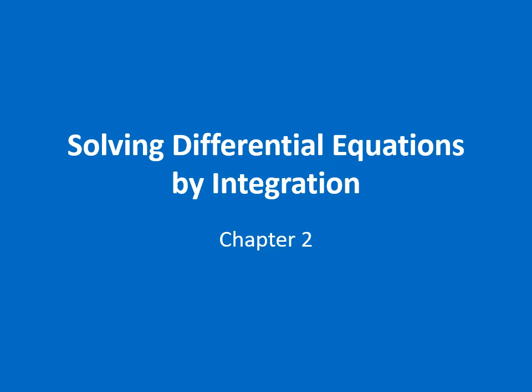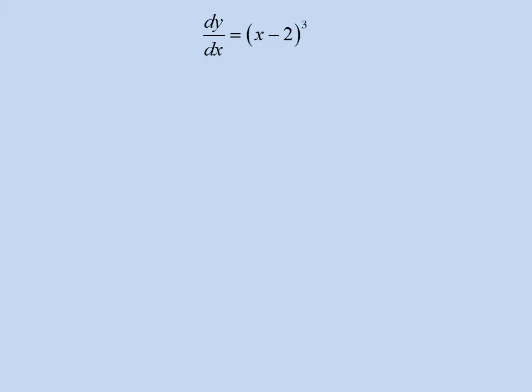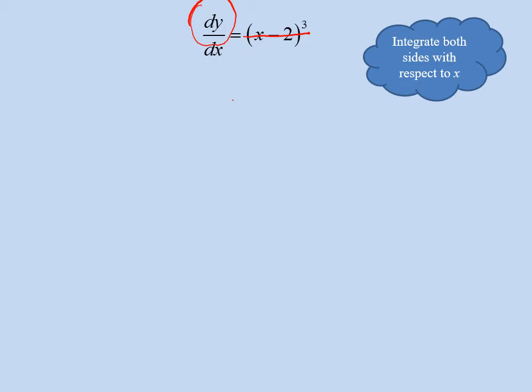Probably did this in your Calculus 2 class. So in this differential equation, notice that we have the derivative that's equal to something involving only the x. So what we can do is integrate both sides with respect to x. This is what it would look like. The integral of dy/dx with respect to x, notice, would just be the integral of dy, or y.